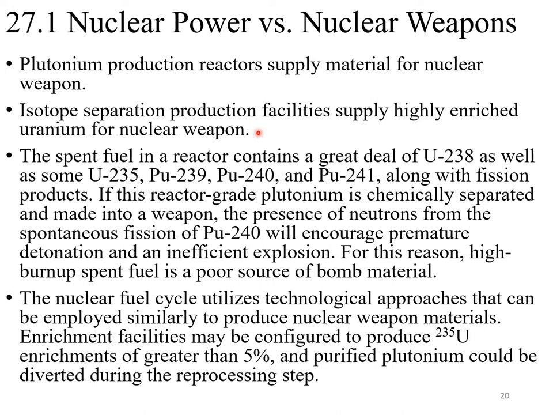A much more likely avenue to obtain weapon-grade plutonium is the dedicated research reactor with low levels of neutron exposure to prevent plutonium-240 buildup. The nuclear fuel cycle utilizes technological approaches that can be employed similarly to produce nuclear weapon materials. Enrichment facilities may be configured to produce uranium-235 enrichments of greater than 5%, and the purified plutonium could be diverted during the reprocessing step.